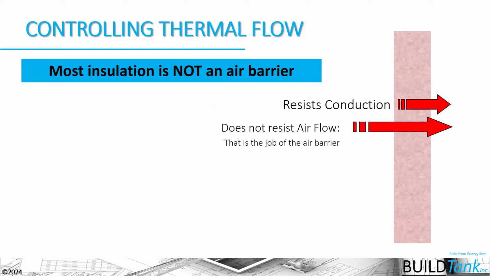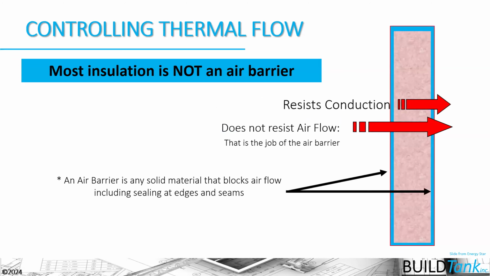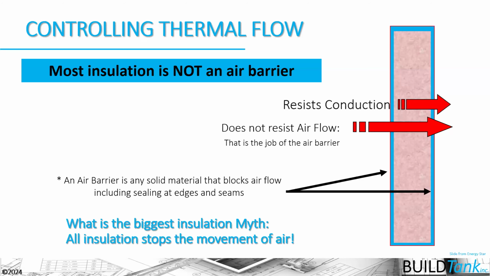Therefore, we have to have that building thermal envelope that is defined by the continuity of our air barrier system and our thermal barrier system all the way around the house in order to have an assembly that works well to resist the flow of energy from inside to outside, from outside to inside. So the biggest myth that we have about insulation is that it stops the flow of air.